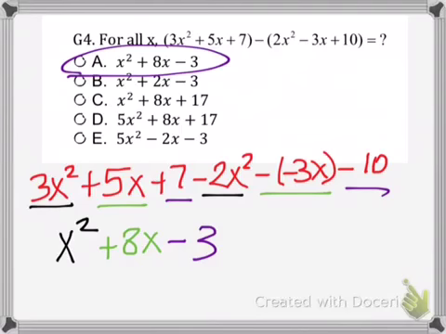I used the green lines to show the like terms, the x terms. So I said 5x minus negative 3x was 8x. And then the purple lines indicate the constants. 7 minus 10 was negative 3. So the answer is A.